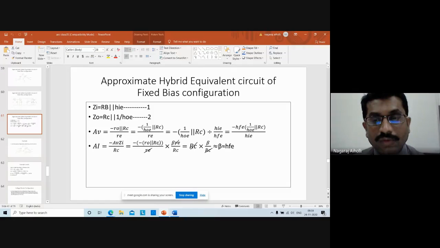Next, write down the next formula. AV is equal to minus HFE into 1 upon HOE parallel RC, the whole divided by HIE. That is the voltage gain.